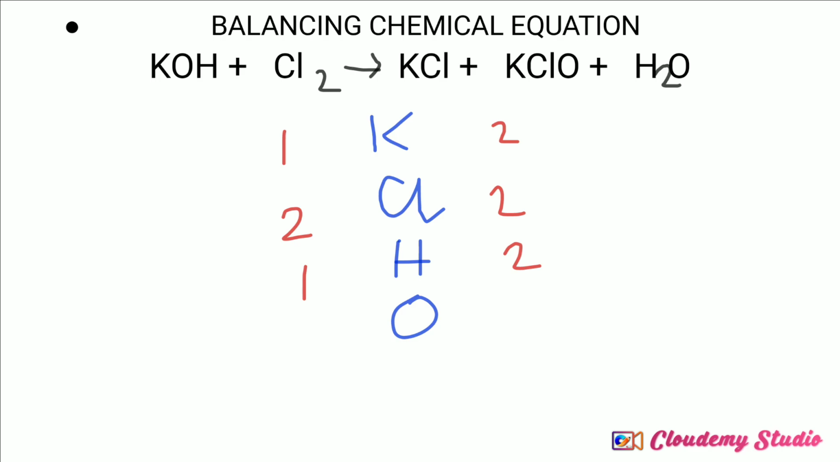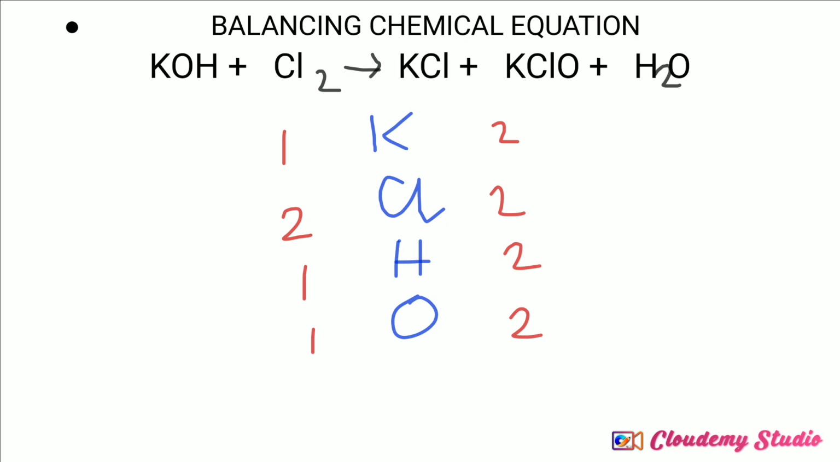The next atom is oxygen. At the left hand side, in KOH, only one atom is there. But the oxygen at the right hand side is present at two different places, in KClO and in water. But the total number of oxygen atoms is 2 only at the right hand side. That's an even number, so we can write it as it is. Now let's check both the sides, which atoms are not equal.